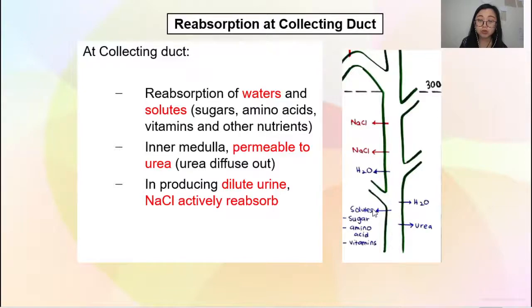So dia passive transport. In producing dilute urine, NaCl is actively reabsorbed. Mana NaCl? Okay. NaCl will be active transport reabsorbed out of collecting duct. Supaya kita punya, ya, macam kita masih mau jaga kandungan garam dalam badan dan kita tidak mau kencing kita terlalu pekat. Yeah, that's what it means, dilute urine.